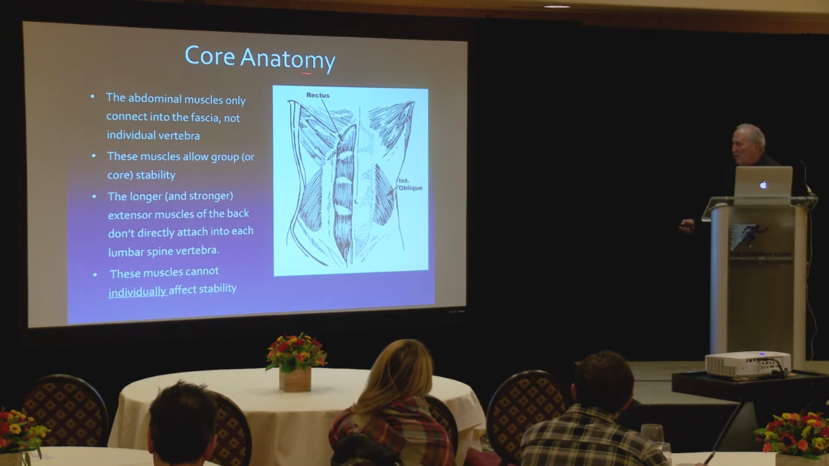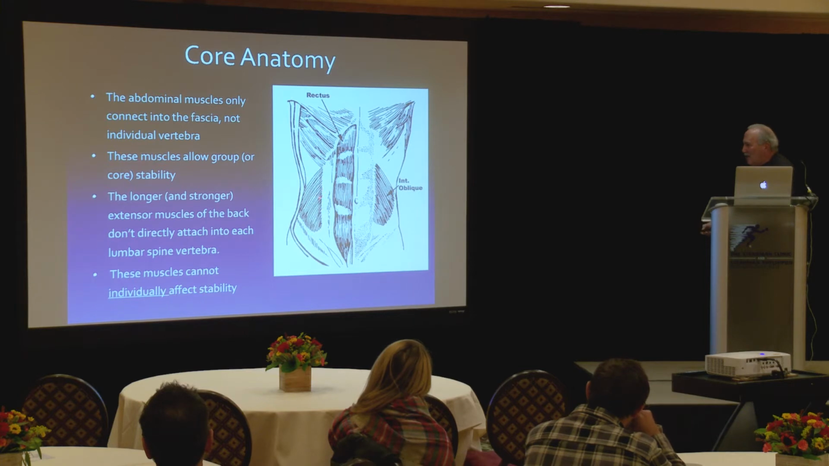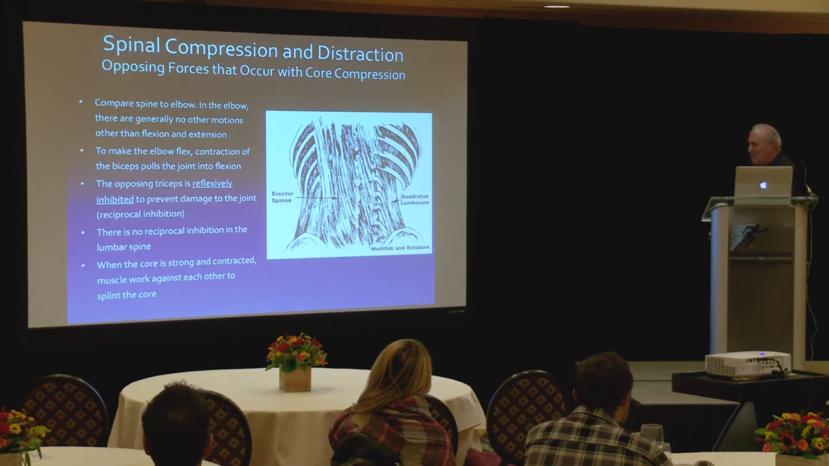So let's talk about the core, because I'm going to focus on the core a lot here. We talked about the abdominal muscles yesterday that insert into fascial bands and only partially into bone down here in the iliac area, up here, and then into the ribs. And so this creates a tension band is really what it does. They can't individually affect stability.